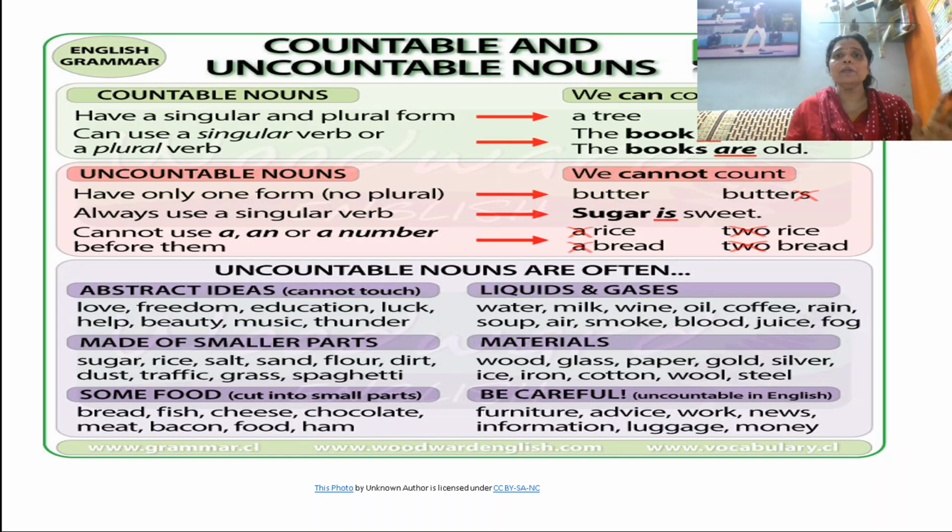Now uncountable nouns are often abstract ideas like love, freedom, education; made of smaller parts like sugar, rice, salt, sand, flour; some food like bread, fish, cheese; some liquids, water, milk, wine; some materials like glass, iron, wood; and some words also like furniture, advice, work, news, information, luggage, money, etc. These are all about the countable and uncountable nouns.